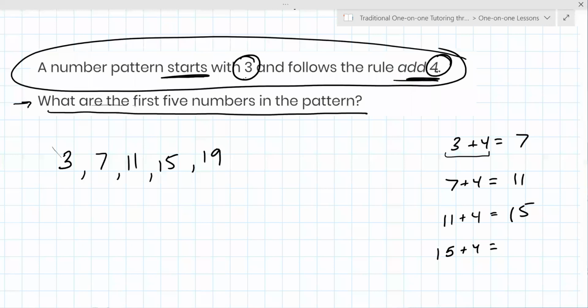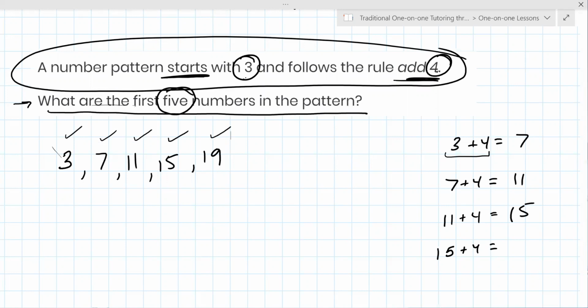Okay, so it tells us there, how many numbers in the pattern does it want you to determine? What number is this right here? 5. So do we have the first 5 numbers? 1, 2, 3, 4, and 5. Yes. Good.